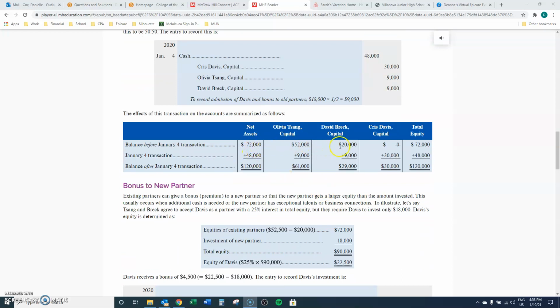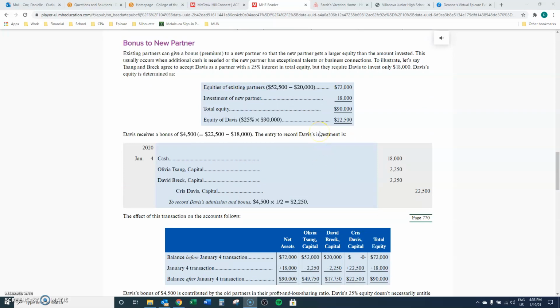So again, just a quick rundown. This is what was here before. The January 4th transaction then, we get $48,000 in assets, which would be cash, and $48,000 increase in equity, and the increase in equity is split between $30,000 for Chris and $9,000 for each of the remaining two partners.